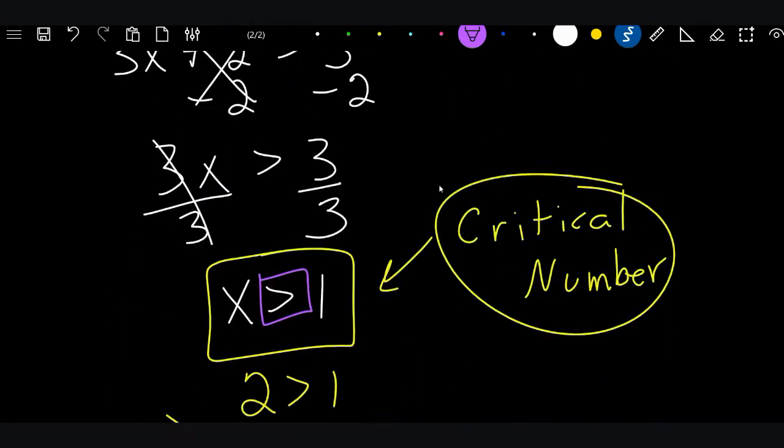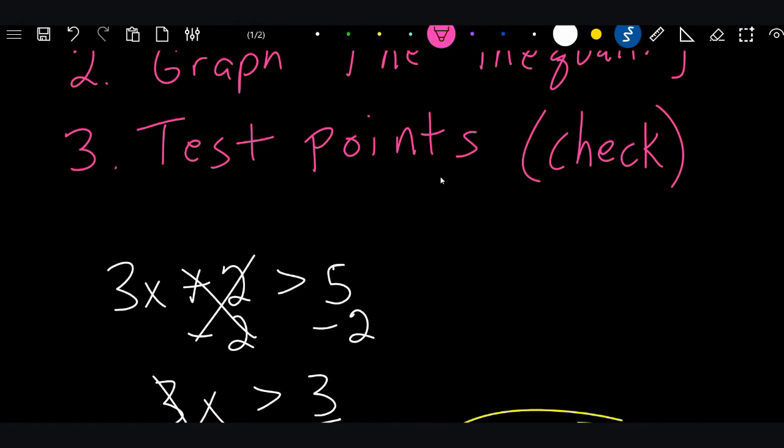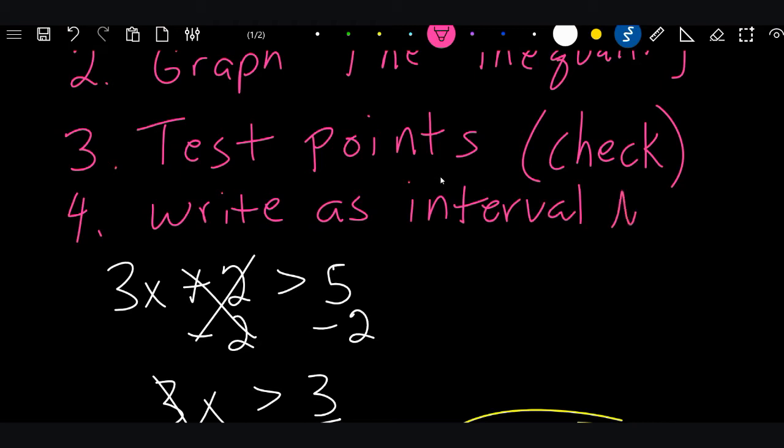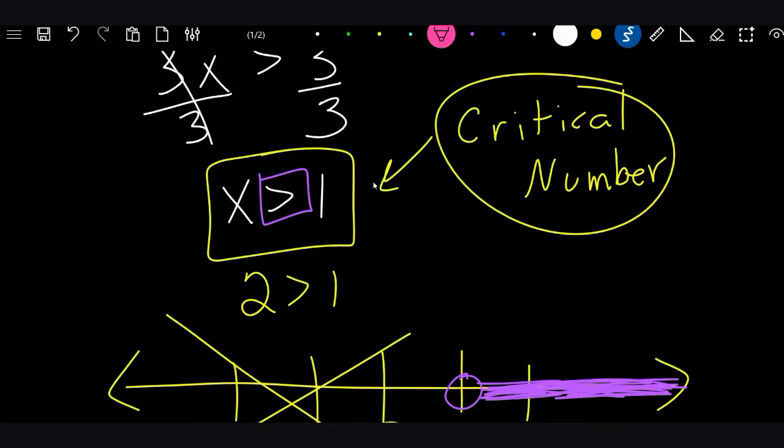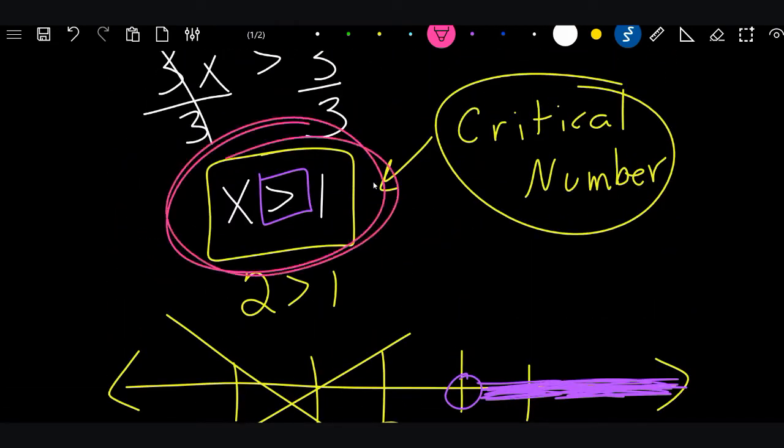So let's write this. The last thing to do, I guess I could write a step number 4, and you could really write this as a step 3 and change step 3 to step 4, but it doesn't matter. And then you could write as interval notation. Okay, write as interval notation. So let's go over here and let's take this and write it as interval notation. How do we do that?